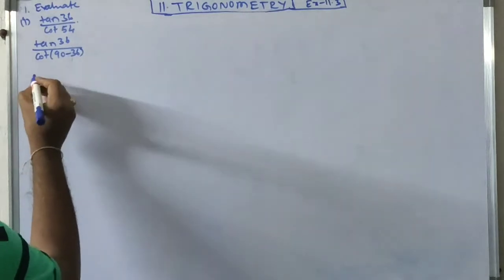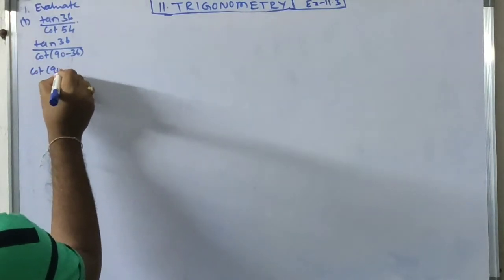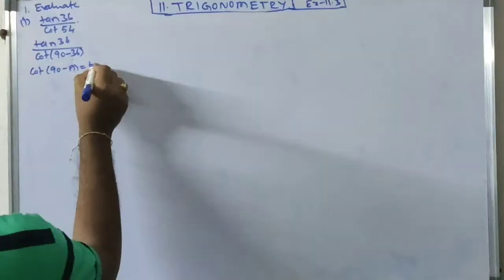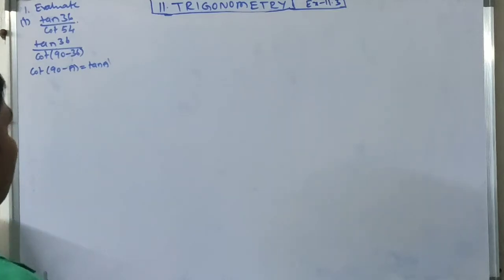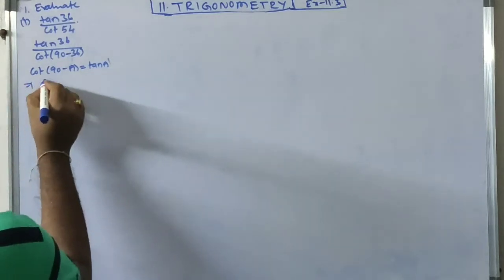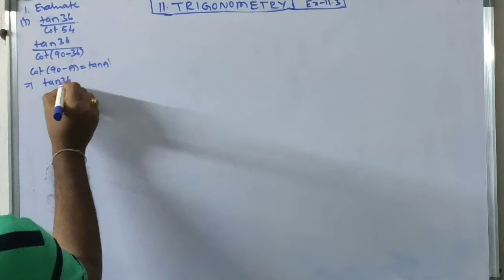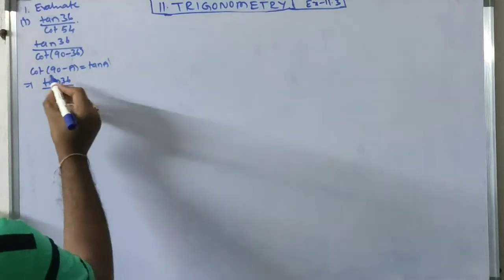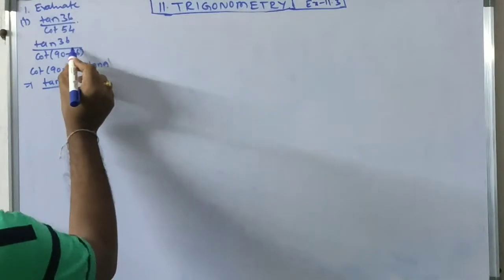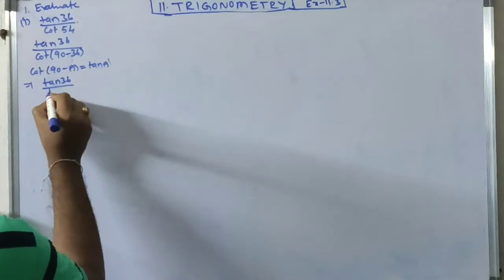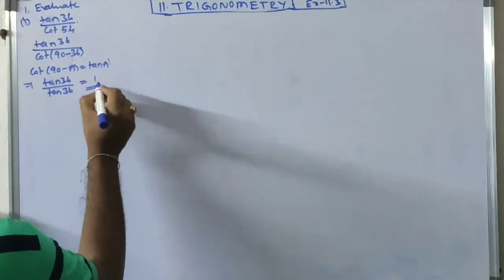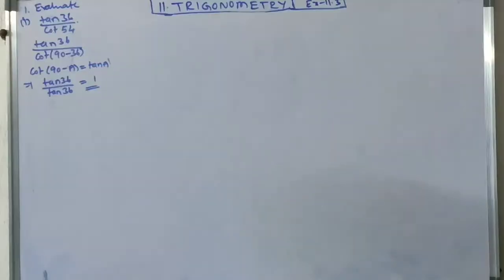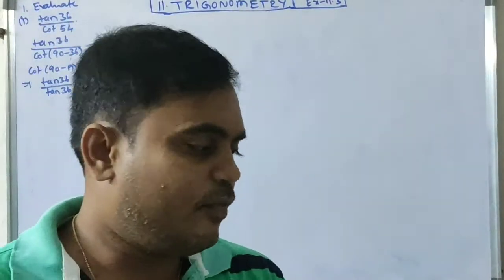Again, the formula is cot of 90 minus A equals tan A. So tan 36 by cot of 90 minus 36 becomes tan 36 by tan 36. Tan 36 cancels, and we get 1. So this is the solution of the first one.